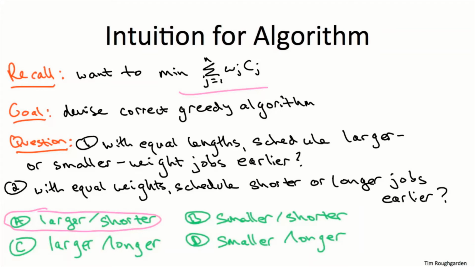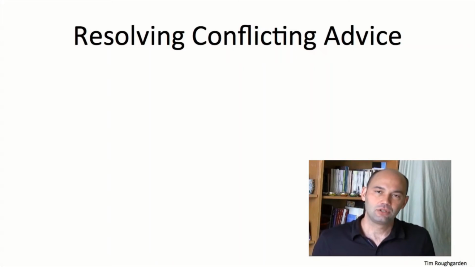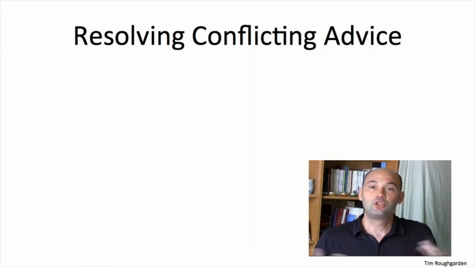If you schedule the small job first, you'll have completion times of 1 and 3 for a total of 4. But if you schedule the bigger job first, you get completion times of 2 and 3 for the bigger sum of completion times of 5. So the next step is to move beyond special cases, which we understand well, to the general case, which perhaps we don't understand.